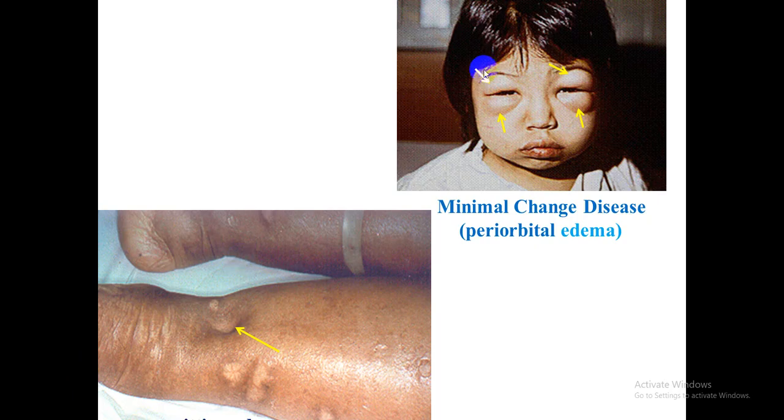Here we have periorbital edema due to minimal change disease, which causes hypoproteinemia or nephrotic syndrome. Here is a typical example of pitting edema.